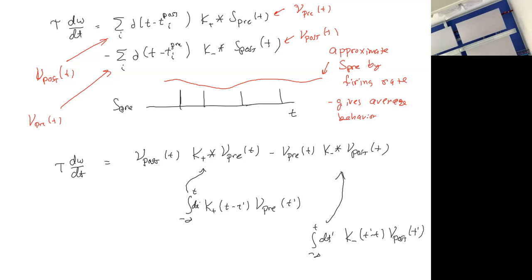Okay, this is our model. We've taken these spike trains and just averaged them. It's surprisingly a good approximation. It works as long as the firing rates don't change super rapidly.